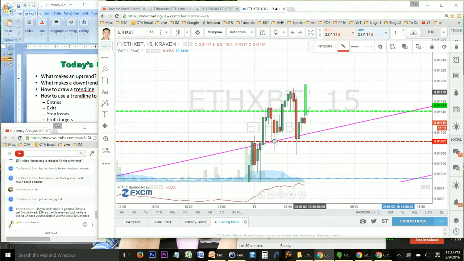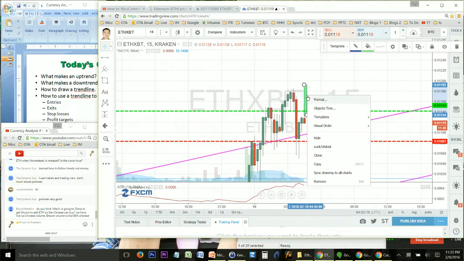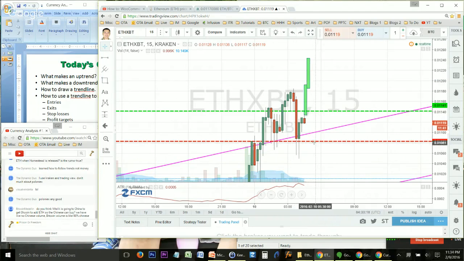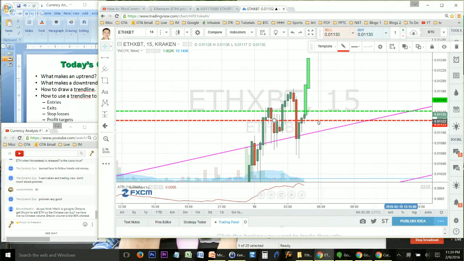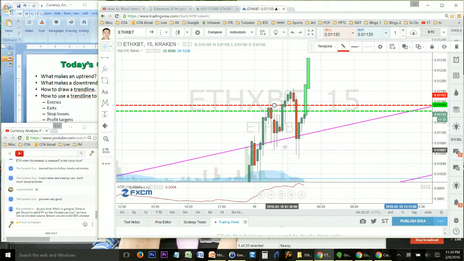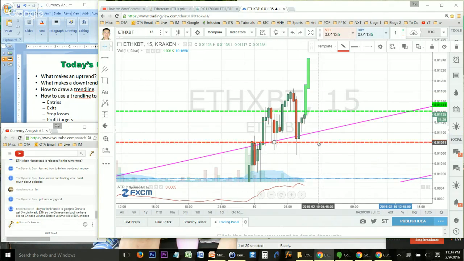And let's just say this continues up like this. If it does that, then I would move this up to here, like that. And then when that goes up higher, I would move it to break even. So I would slowly ratchet my stop loss up to increase my profits, okay?